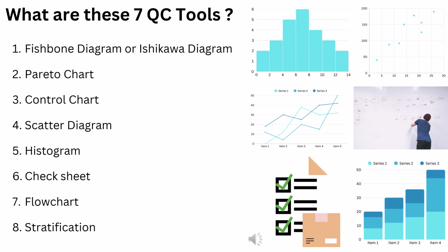You may be wondering why I have shown you 8 tools instead of 7. Because in some of these online sources, they will be showing the flow chart in place of stratification. In some other sources, you can see stratification in place of the flow chart. That is why I have shown you all the tools which will be shown in any of the sources online.